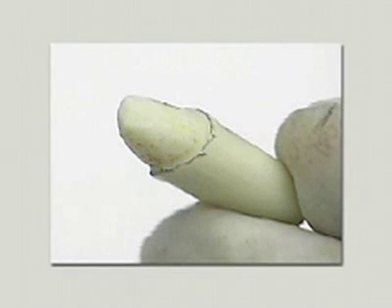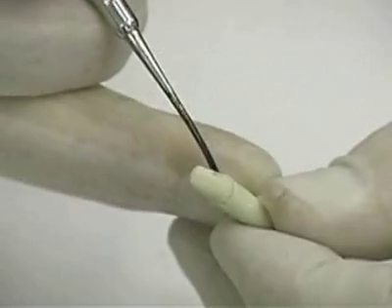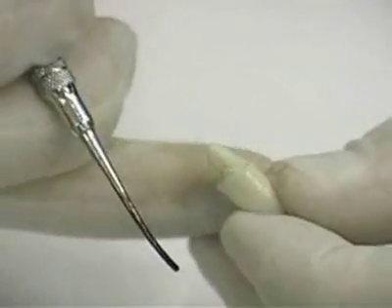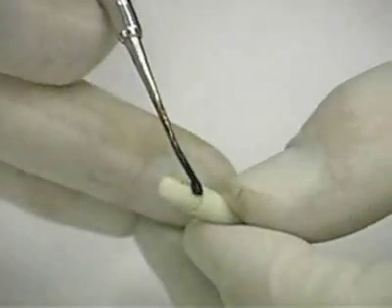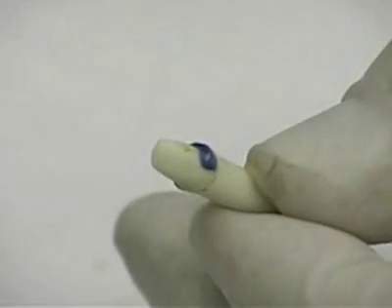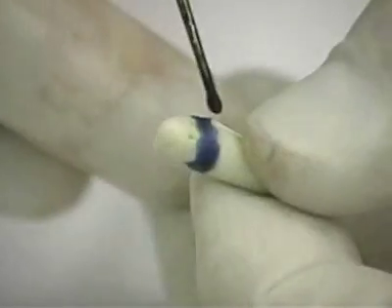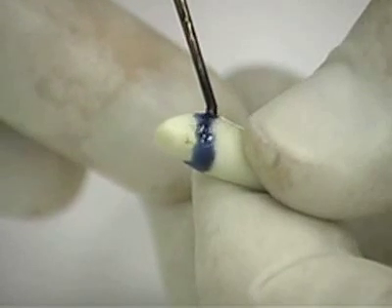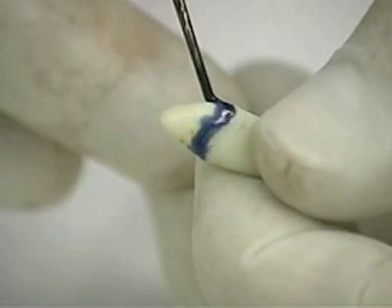Use a pencil to mark the margins all the way around the tooth so that they can be clearly identified. Begin by sealing the margins with a coat of wax surrounding the tooth. For demonstration purposes, blue wax is used in order to differentiate between different stages of the wax-up procedure.